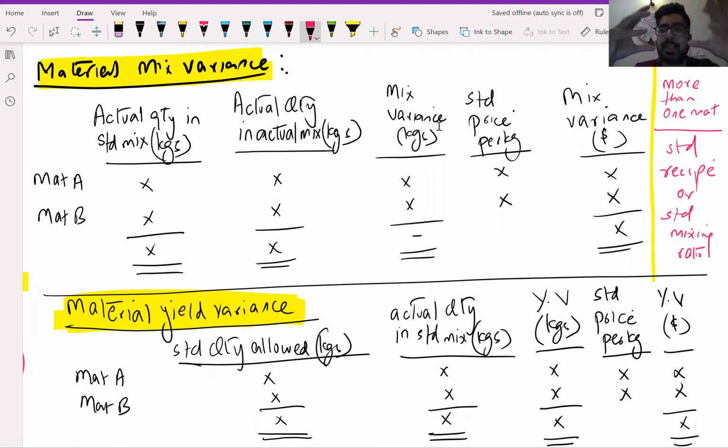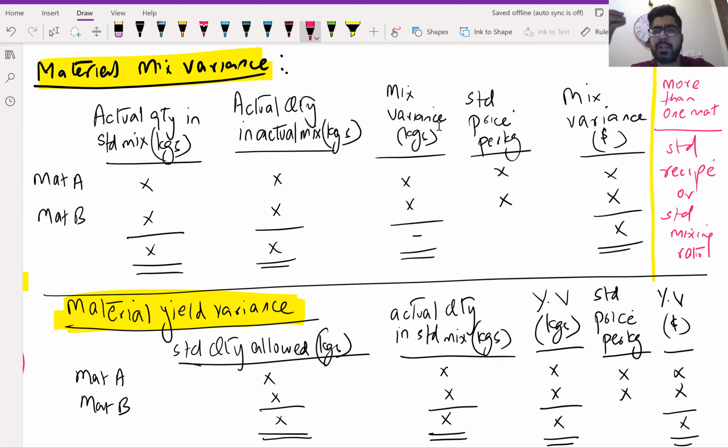Let's suppose you are constructing a house. It requires water, steel, cement. You cannot say input as much water as you want, as much steel as you want, as much cement as you want. No, there is a standard mixing ratio or standard recipe.